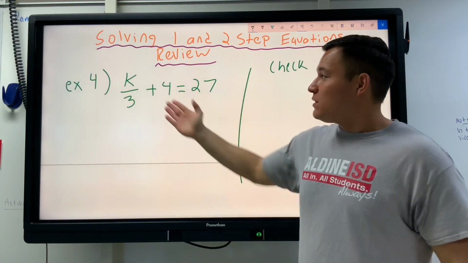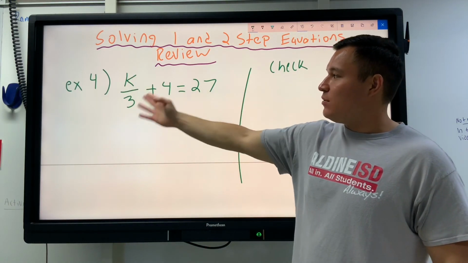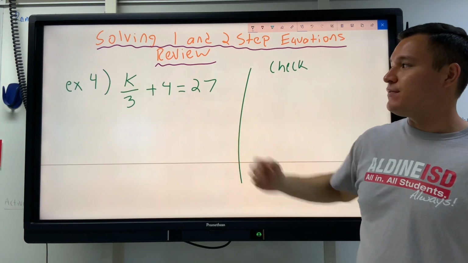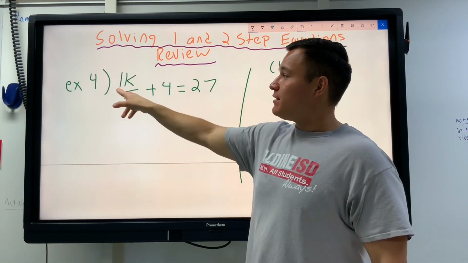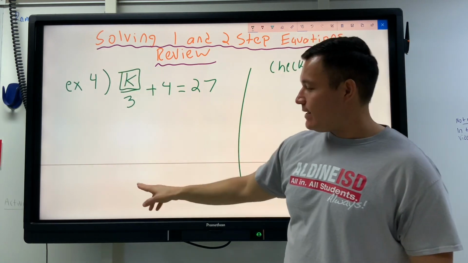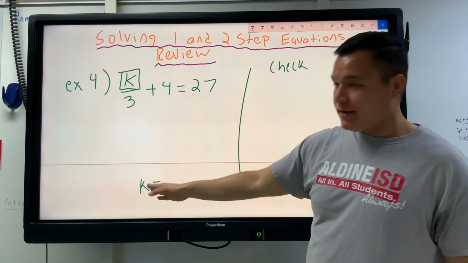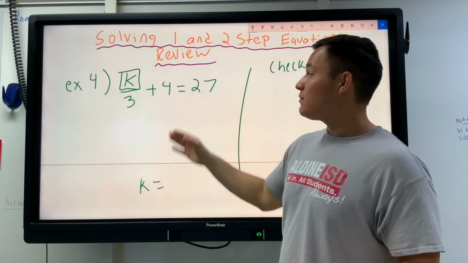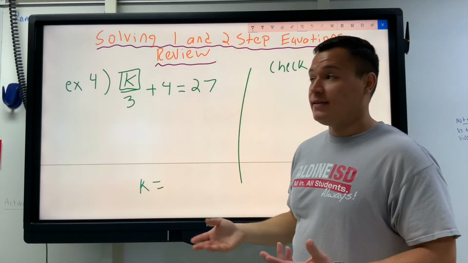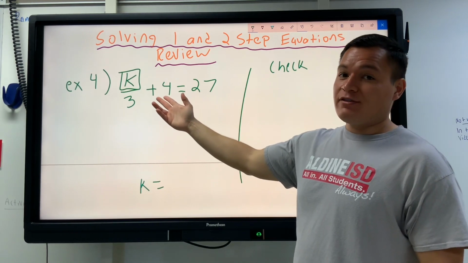Let's look at this first one, which has k divided by 3 plus 4 equals 27. First step is always the same thing. Box the letter, so that way we know, in the end, we need that letter by itself. Then we work from the things that are farthest away, or as other math teachers would say, get rid of the addition and subtraction first.